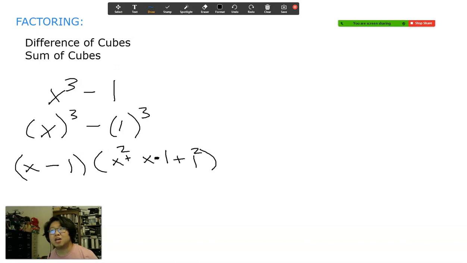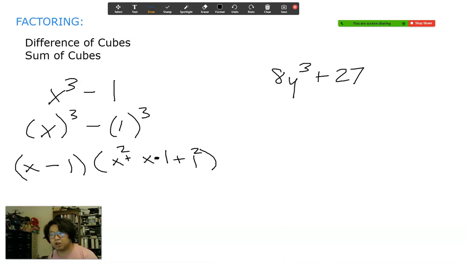How about a sum of cubes? So, you know, sum of squares, that's not really a thing, so I wouldn't worry about looking for the sum of squares, but a sum of cubes we can definitely do. So let's go ahead and give you an example of that. I'm going to use 8y cubed plus, let's use 27. How's that? 8y cubed plus 27.